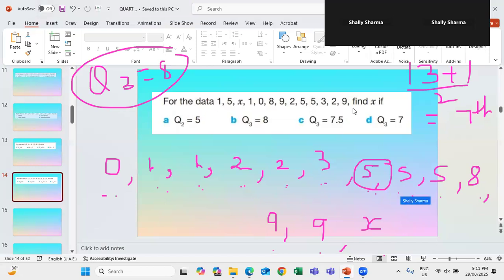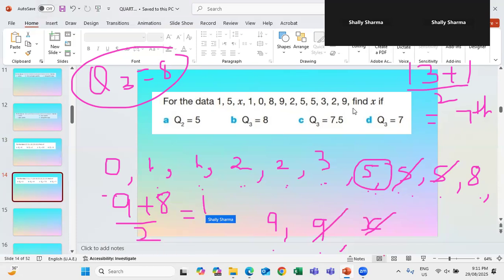So this is the upper half. One cancels from here, one cancels from here, one cancels from here, one cancels from here. So 9 plus 8 divided by 2, that is 17 divided by 2, and that is coming out as 8.5. But it should come out as 7.5.